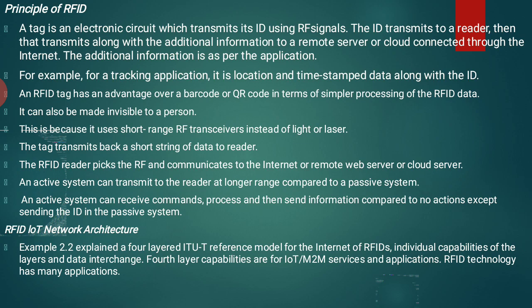Let us see the RFID IoT network architecture. In example 2.2, in our second chapter, we have explained the 4-layered ITU-T reference model for the Internet of RFIDs. Among that, we have seen the individual capabilities of the layers and data interchanges. In that reference model, the fourth layer's capabilities are for IoT or M2M services and application.